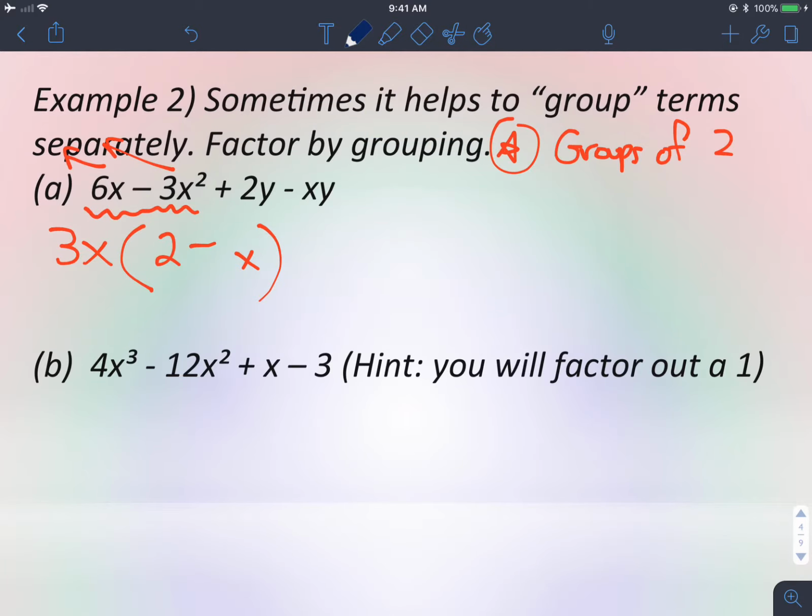Now look at the second 2 terms and group those. All right, what do those have in common? Not the 2, not the x, but they both have a y. So I'm going to factor out a positive y. Okay, you got to put that sign there. Because it's plus 2, I'm factoring in positive, obviously.